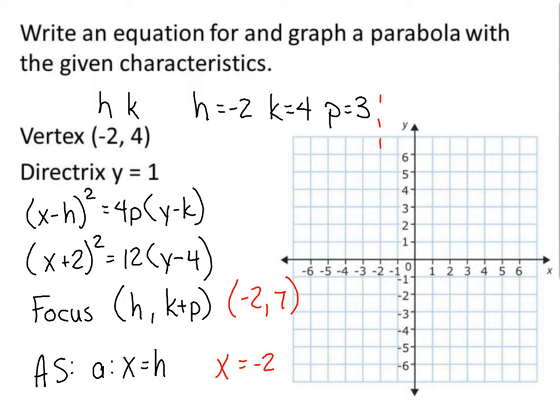So if we go to x is equal to -2, we know it's going to be symmetric about that line. We're going to go to our directrix, which is y is equal to 1. Our vertex is at (-2, 4). Our focus is at (-2, 7). And we know it's going to go towards the focus, away from the directrix.